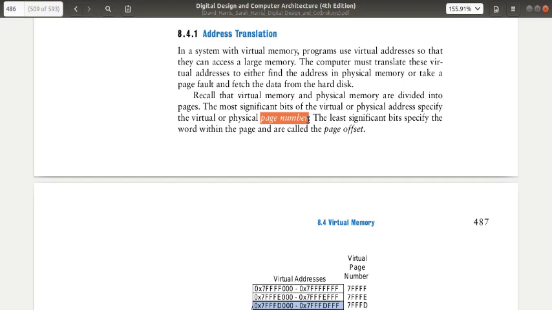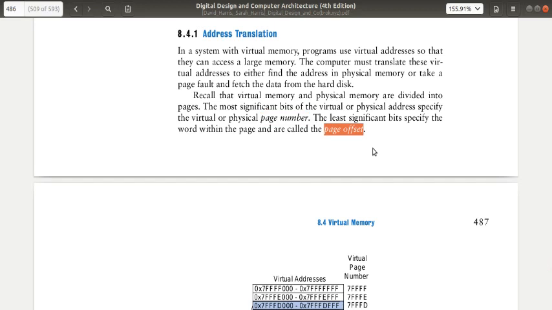This page is a block, a group of locations, right? It may contain a certain number of bytes. When the processor wants to access memory, it doesn't want blocks or pages of memory, it wants specific memory locations. So to find a specific memory location within a page, we use the page offset, right? This is analogous to what we used in cache.